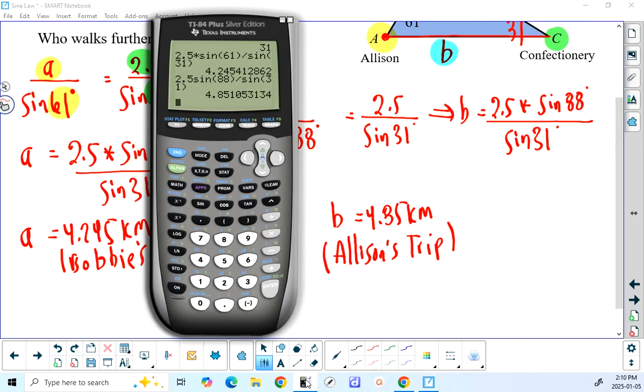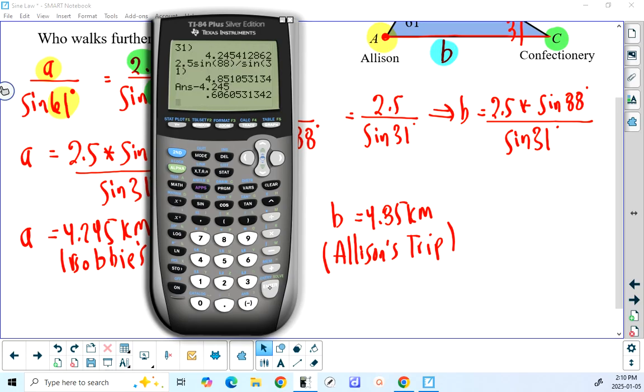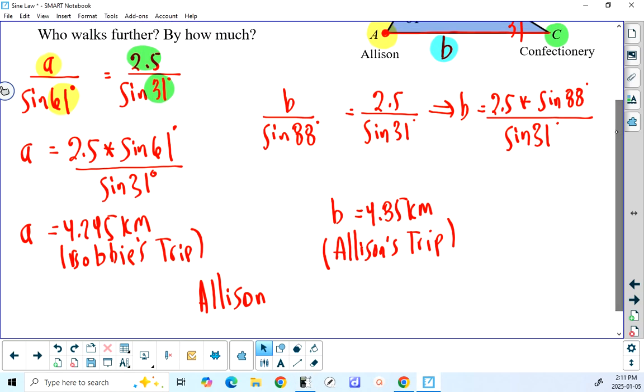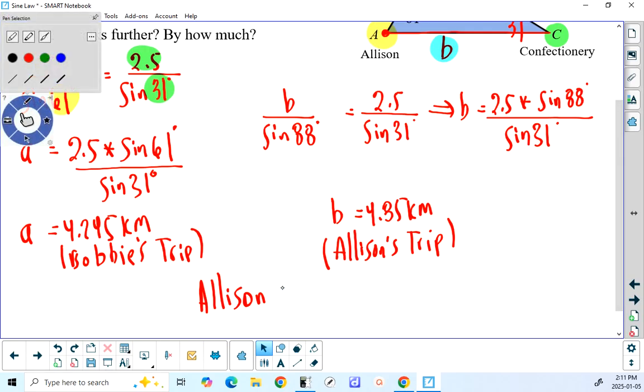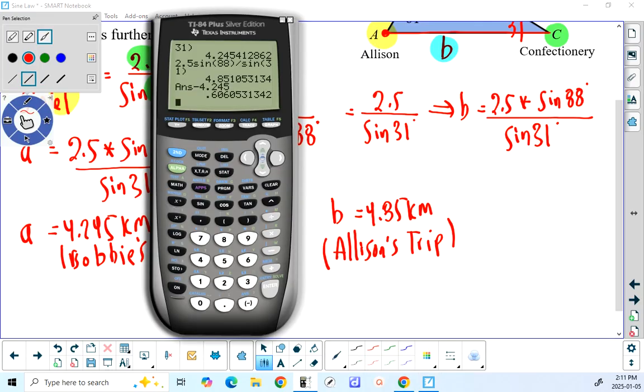The distance Allison walks, 4.85, is more than the distance Bobby walks of 4.25. By how much? Well, we need to take this 4.85 and subtract the 4.245. That's probably enough decimals. We're not landing people on Mars here. It doesn't have to be perfect. So the extra distance that Allison walks is about 0.6 kilometers more. I'll just double check what I got there. Sure, 0.6 kilometers more.